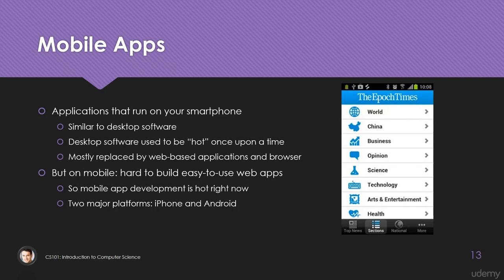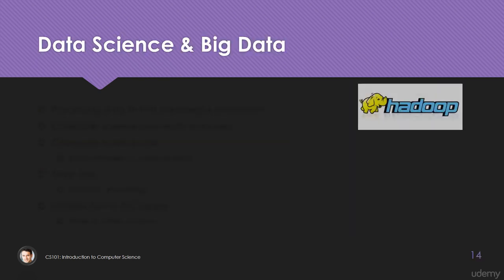But on mobile phones and tablets, it's very hard to build easy-to-use web applications. You might have experienced it yourself. You might have gone to a web page on your desktop or laptop, and it's kind of a bit harder to use on your mobile phone. So mobile app development is hot right now, and there are two major platforms, iPhone and Android. And again, we'll talk in detail about mobile apps later in this course.